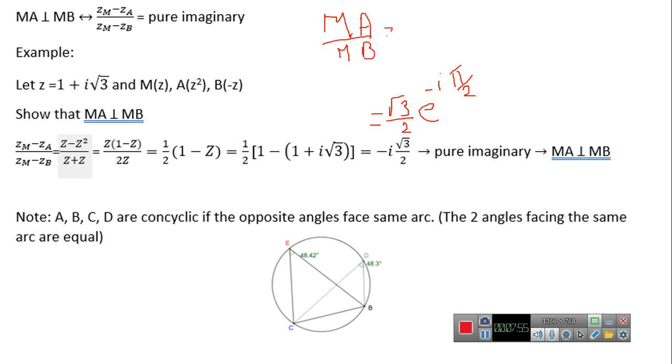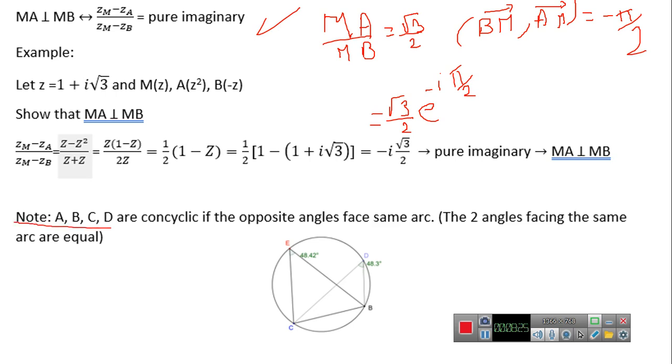What does it mean? It means as norm, MA over MB equals radical 3 over 2. The relation between the two vectors as norm, and the angle BM with AM is equal to pi over 2 or minus pi over 2. It means that AM is perpendicular to BM, what I want to show.